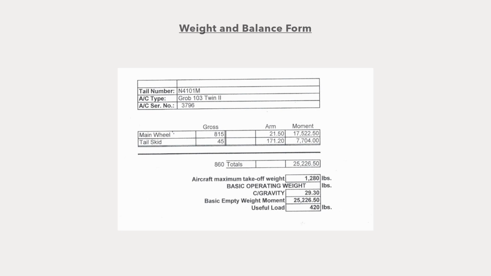In this form, somebody has put the glider on scales and calculated the amount of weight that was on the main wheel and the amount of weight that was on the tail skid, looked up the arm for the two and the moment for the two, and added it together and come up with the moment for the empty glider. They've also done some more calculations and calculated the useful load of the glider, which is the difference between its maximum weight and its empty weight.